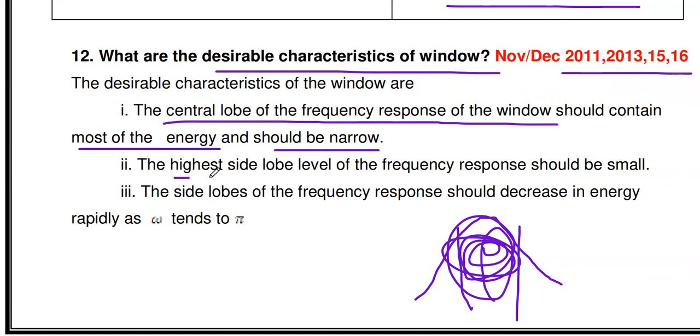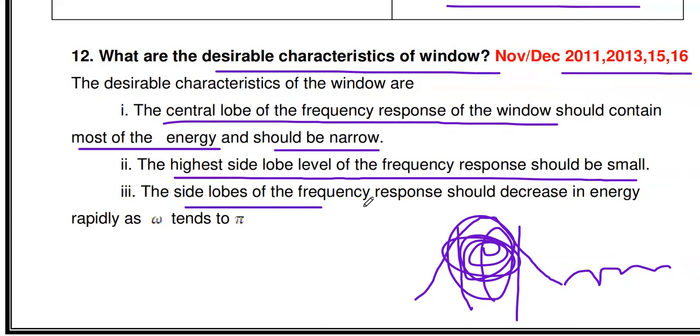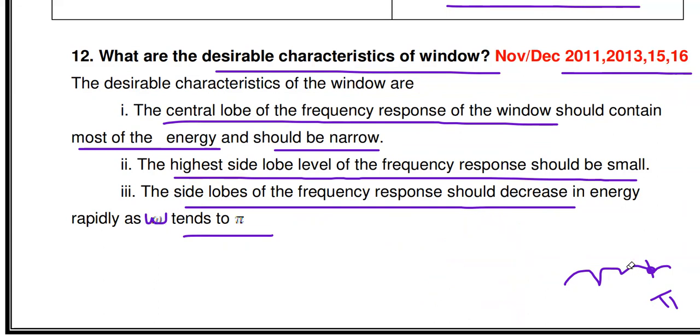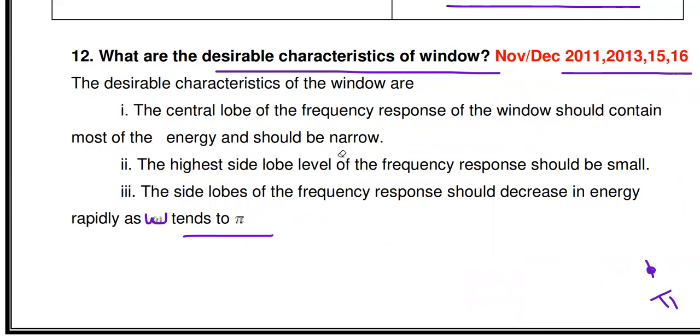Then the highest side lobe level of the frequency response should be small. Inside, we can also get some small lobes, but the highest side lobe level should be very small. Then the side lobes of the frequency response should decrease in energy rapidly as omega tends to pi. Whenever the frequency tends to pi, the side lobe level reaches zero value. So these are some desirable characteristics of the windowing function.